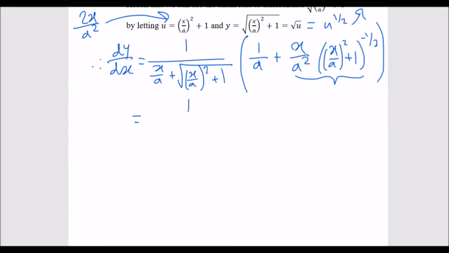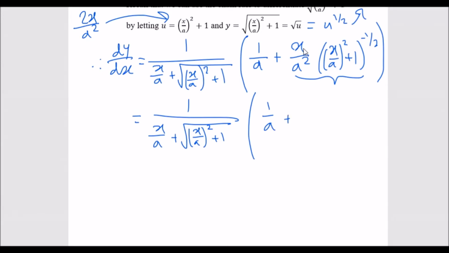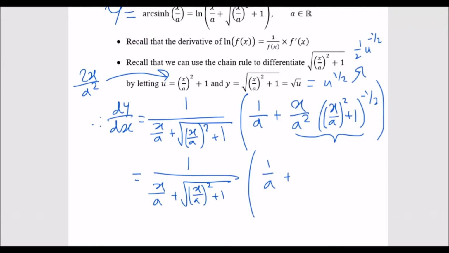So we're going to have 1 over the same term, x over a plus the square root of (x over a) all squared plus 1, times, now we're going to have 1 over a here plus, now ignoring x over a squared, the negative power here is literally the reciprocal. It means 1 over this term, and half means square root. So let's leave x over a squared on the top line. The bottom is going to be the square root of everything you see, so x over a squared plus 1.